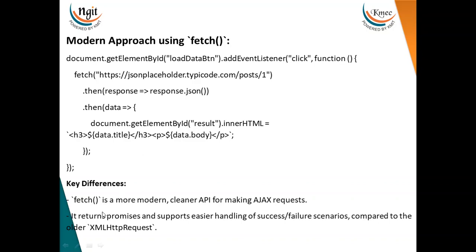The key difference is that the fetch method is more modern. It is a cleaner API for making Ajax requests. It returns promises and supports easier handling of success or failure scenarios compared to the older XMLHttpRequest.